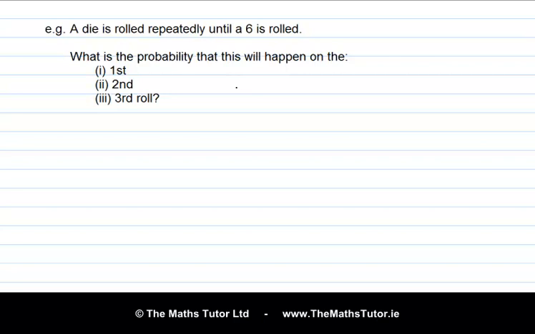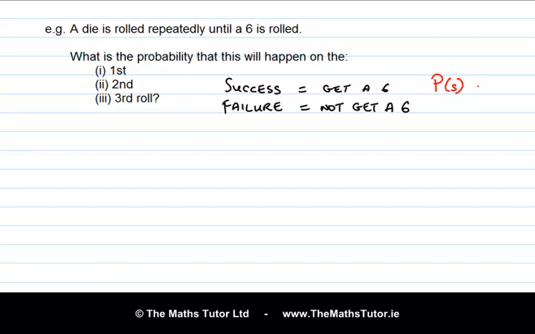First of all, let's define what success is in this case, and let's figure out the probability of success. So success is getting a 6. Failure is not getting a 6. What's the probability of success? Well, it's 1 out of 6. There's one way of getting a 6 when we roll a die. 1 out of 6 outcomes. So the probability is 1 over 6. Probability of failure, well, there's 5 ways of failing, so it's 5 out of 6.